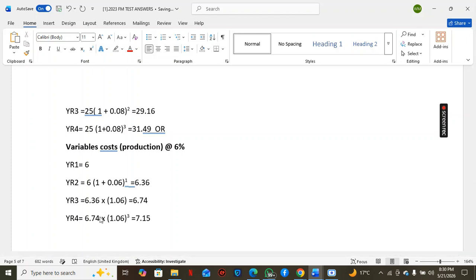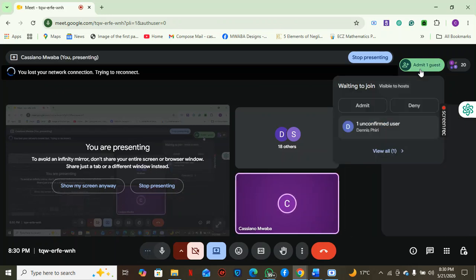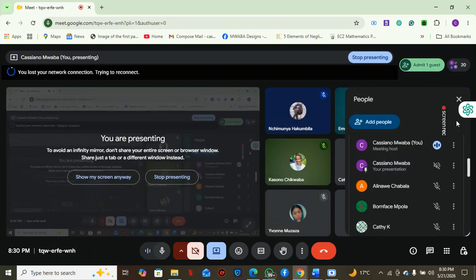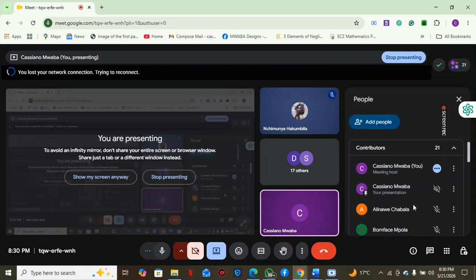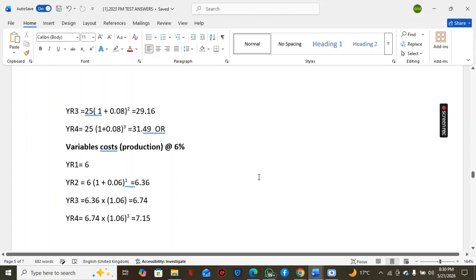Yes, question B, part B. Well, we are getting the cash flows for the investment appraisal. Year four, 6.74 increases by 6%. Are we getting 7.15?